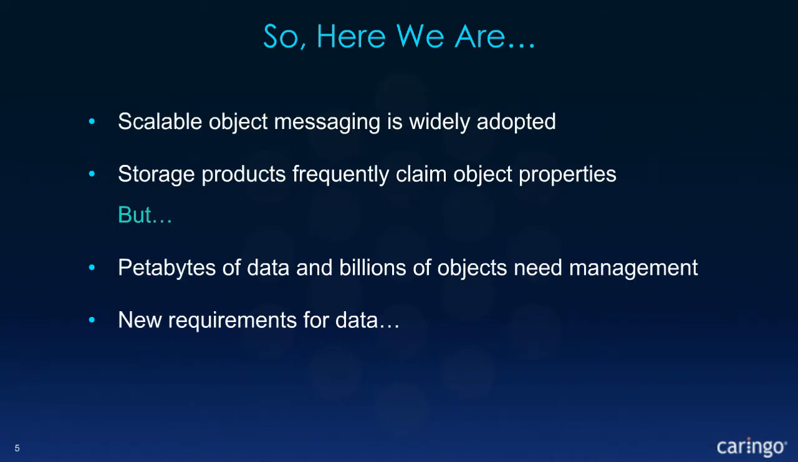So here we are in the market. Scalable object messaging is widely adopted. We see products, and there's quite a few of them, that have the scale out messaging to them. But I would just like to plant a flag here that many of them use older generation or traditional systems like relational databases and hierarchical traditional file systems. And the object messaging, and indeed the object front end, is just a layer on top of that. We've seen that happen pretty steadily since the beginning.